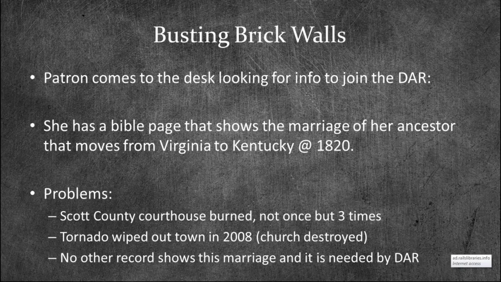So she was very upset that I wouldn't verify her conclusion. In fact, as it turns out, I apparently agreed with the DAR registrar in Washington, D.C., who rejected it for that same reason. So she says, well, this is the only piece of information that I have verifying that this person came from Virginia to Scott County, Kentucky. I don't know what to do. Where do I go from here?